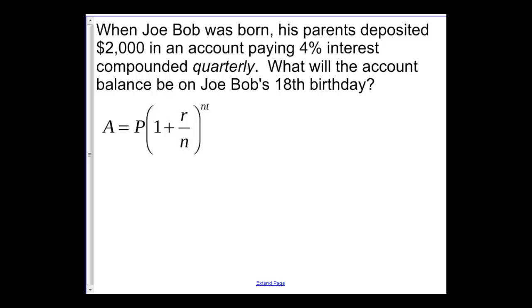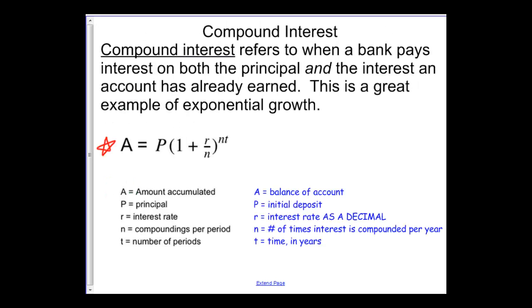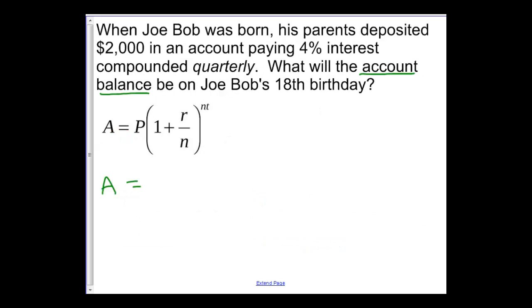Obviously, we want to know what the account balance will be, so the one thing we're going to be missing is the account balance. We're going to be missing the A. So we're just going to have A equals, and then we're going to plug in some different things for the P, the R, the N, and the T. Remember, P, if you go back to your notes, P stood for the principal, or the amount of the initial deposit. And as you see in the problem, his parents deposited $2,000. So in for P goes 2,000.